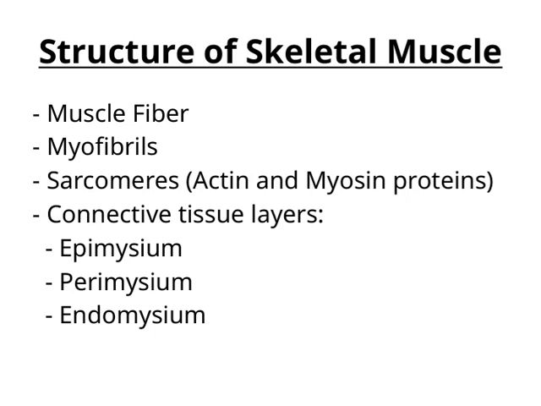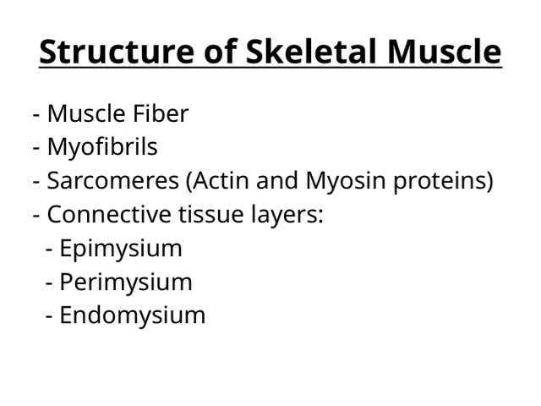Let's take a closer look at the structure of skeletal muscle. At the core, we have the muscle fiber itself, which is the basic building block of muscle tissue. Inside each muscle fiber, you'll find myofibrils, which are the tiny, rod-like structures responsible for contraction. These myofibrils are made up of repeating units called sarcomeres, and these are where the real action happens. Sarcomeres contain the actin and myosin proteins that slide past each other to produce muscle movement.